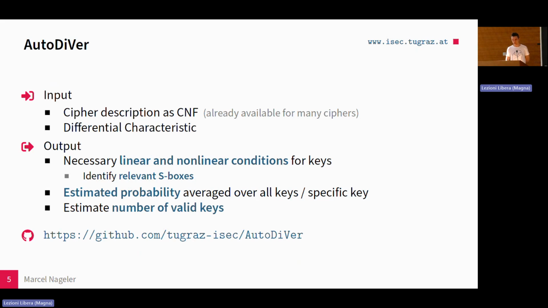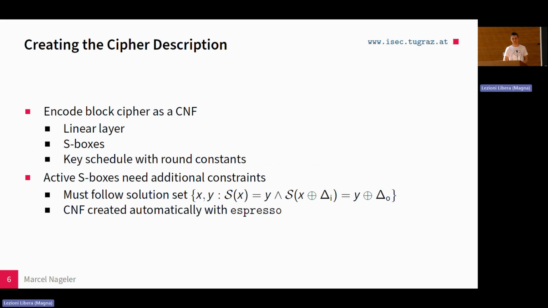Okay, so we need the description as a CNF. How do we actually formulate this CNF? What we want to do is encode the encryption process of the block cipher as a CNF. For that, we formulate the linear layer using the XOR formulation. We formulate the S-boxes, so here we make sure that the input and output of every S-box correspond to the actual lookup table of the S-box.